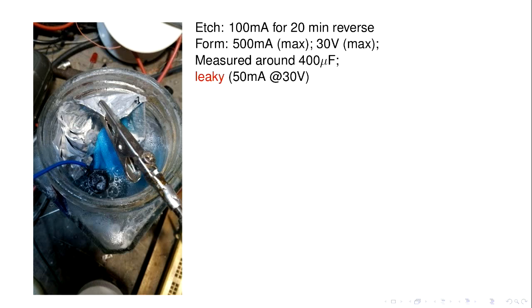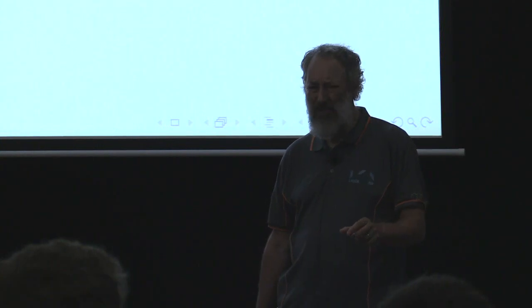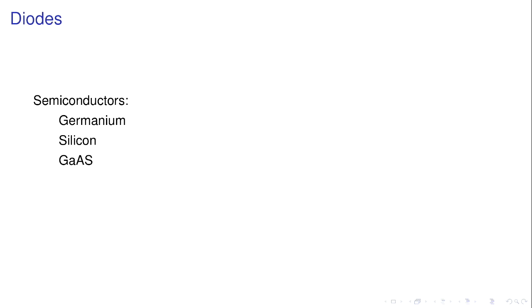And when I measured it, which I did by hooking into a 555 timer circuit and measuring the pulse rate, it was about 400 microfarads. It is quite leaky. But if I did a lot of charge and discharge cycles, that leakage current dropped to about 2.5 milliamps, which I think is pretty good for a homemade capacitor. There's a few things that went wrong.